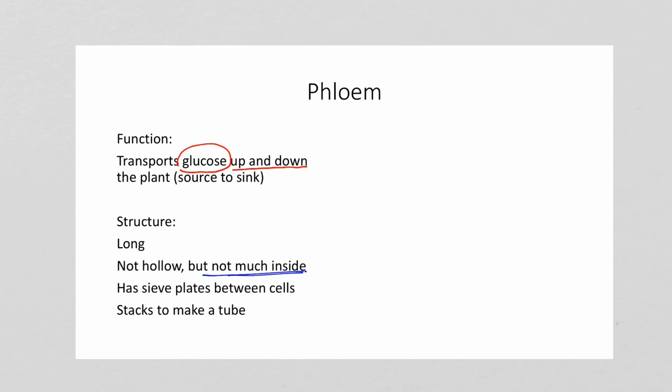So often you'll see the word source to sink. Source just means where there's lots. Sink means where there's not much.